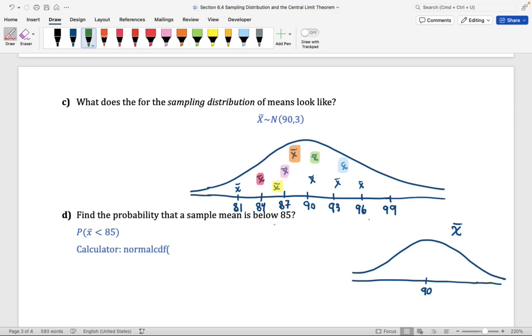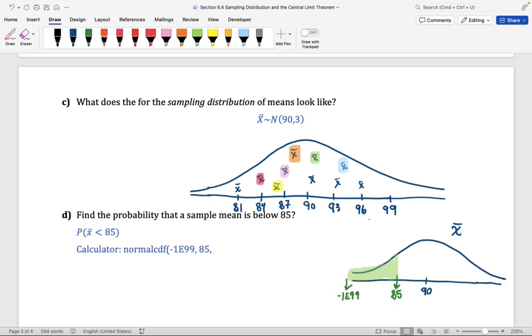So notice, we want to find the area below 85. Let's just say 85 is around here on the left side of the mean. We're trying to find the area below 85, so we're using our calculator. The lower bound is going to be -1E99, and the upper bound is going to be 85.